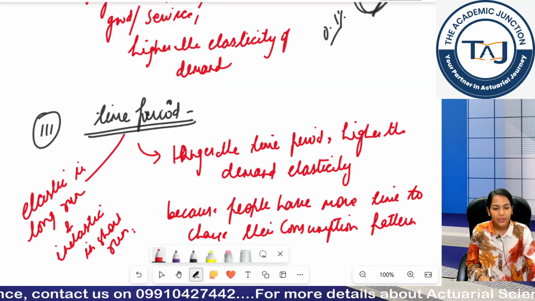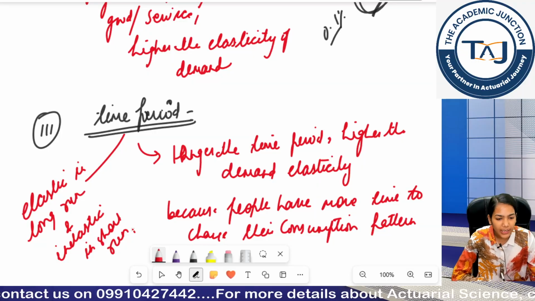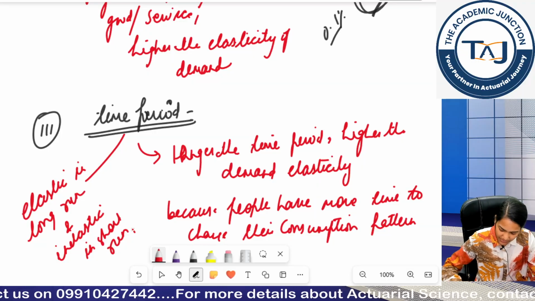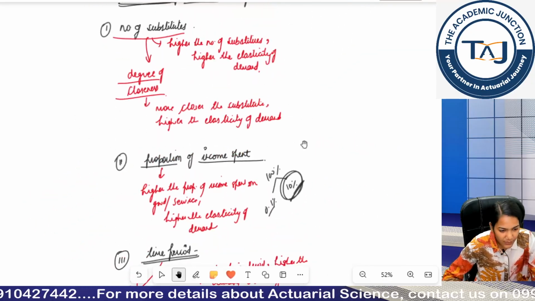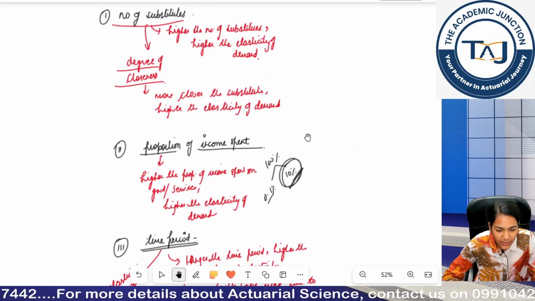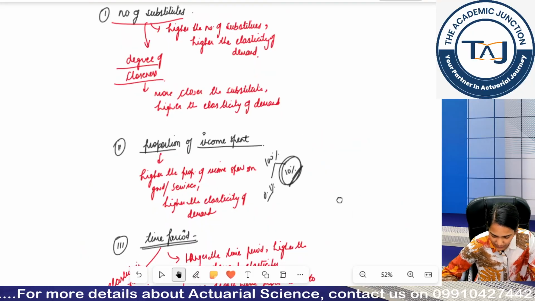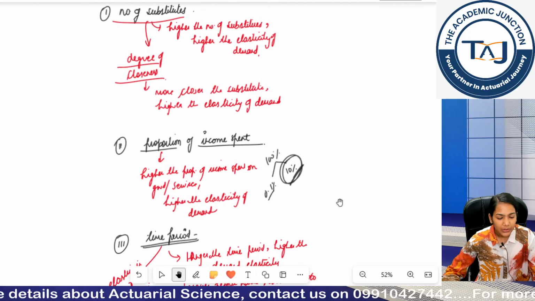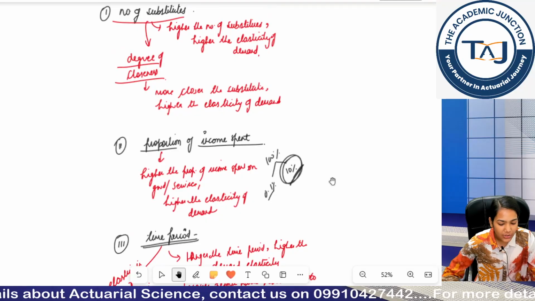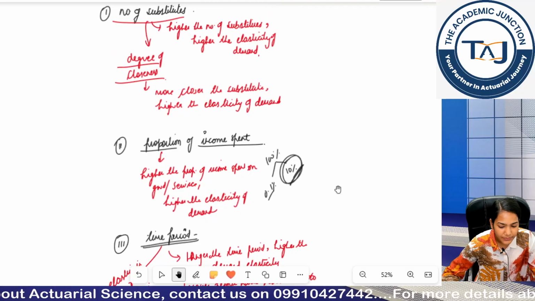Okay, clear? So these were the three main determinants of my elasticity of demand. First one was number of substitutes and their degree of closeness. Second was proportion of income spent, and third one is my time period. Is it okay? Shall we move forward?